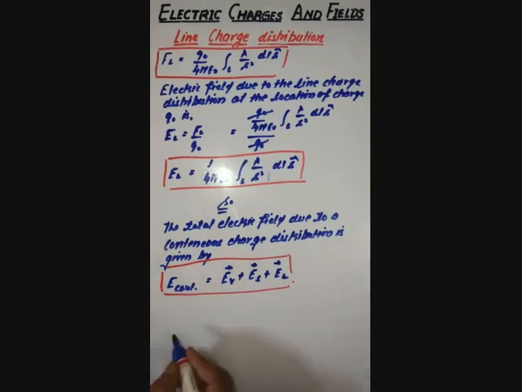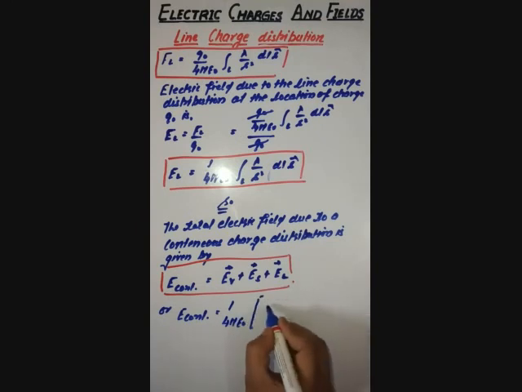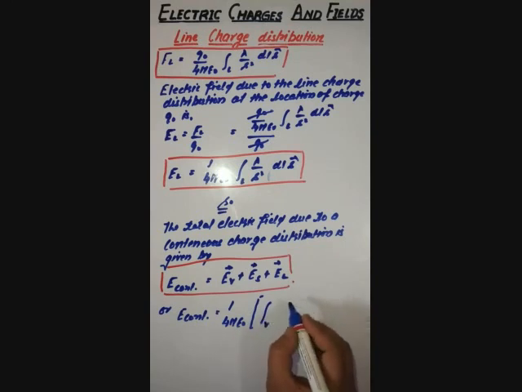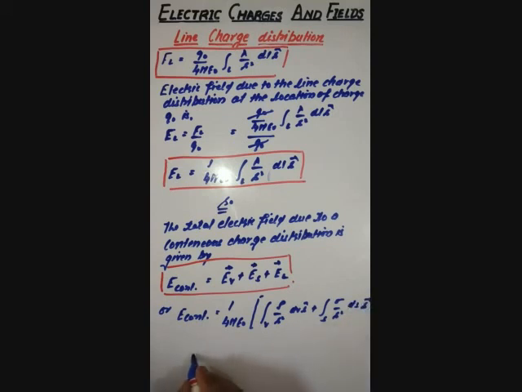E continuous equals 1 upon 4 pi epsilon naught, integration of volumetric, here rho upon r square dv r cap, added with integration of surface, here sigma upon r square ds r cap, added with integration of line charge or linear charge distribution, lambda upon r square dl r cap.